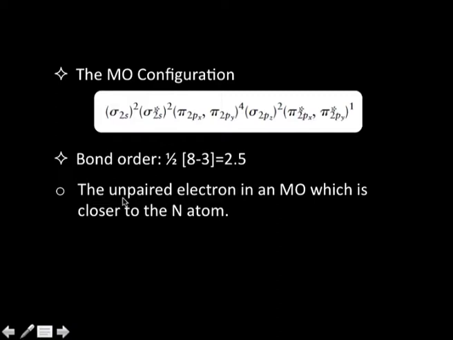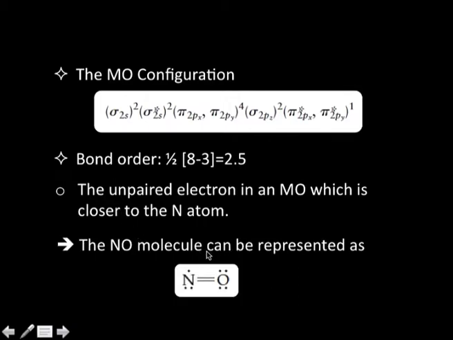This unpaired electron in the molecular orbitals we saw, that happened to be in an anti-bonding molecular orbital there, that is pi 2px star, and that orbital is closer to the nitrogen atom there. That means the unpaired electron will be located at the nitrogen atom here, and we can represent the NO molecule to be something like this, which is a very common and familiar representation of NO.